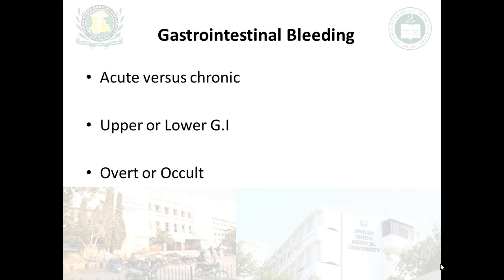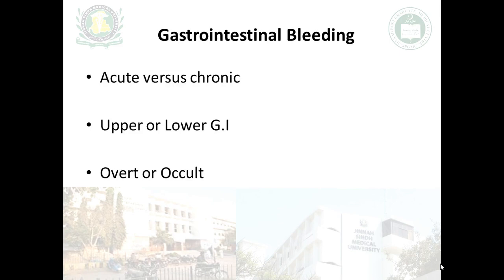Overt is when there are symptoms or signs present, and the patient can see the blood in their stool. Occult is when visible naked eye examination of the stool does not show blood. It is not obvious, there are no signs or symptoms, or there are vague signs and symptoms, and then we consider it an occult blood loss. Suppose a patient is presenting with iron deficiency anemia, and in his stool he cannot see blood, so there might be a chance that there is bleeding from the GI tract in the occult form.